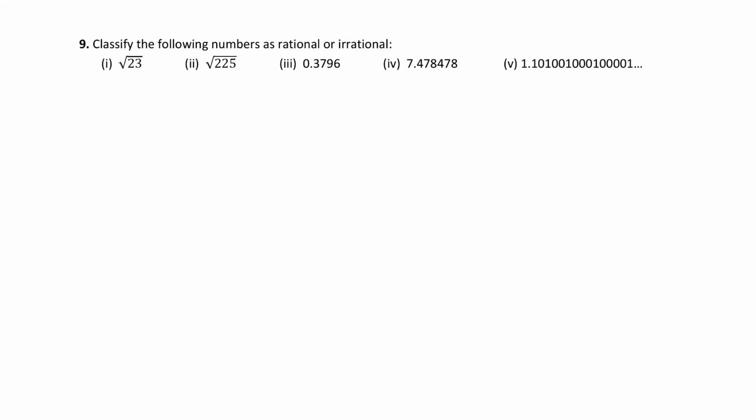So let's move to the next question, that is, classify the following numbers as rational or irrational. Now we need to classify all these numbers. Let's take the first problem, square root of 23. As we take the square root of 23, we will not get an integer, or we cannot write it in the form of p by q. So we will conclude that this is an irrational number.